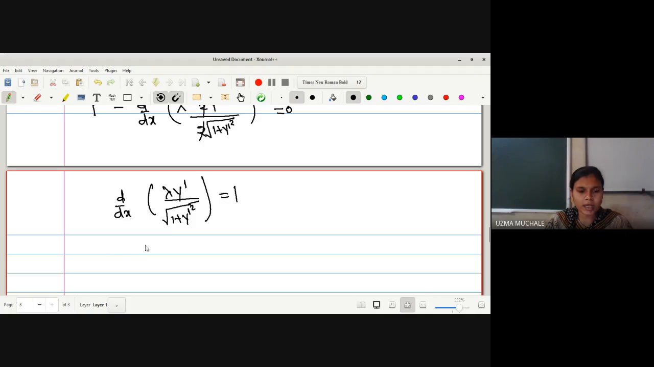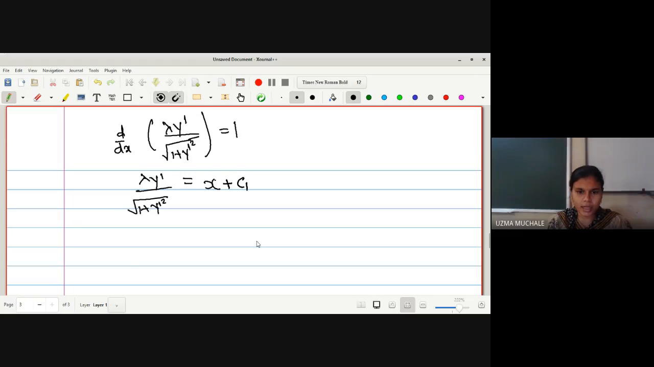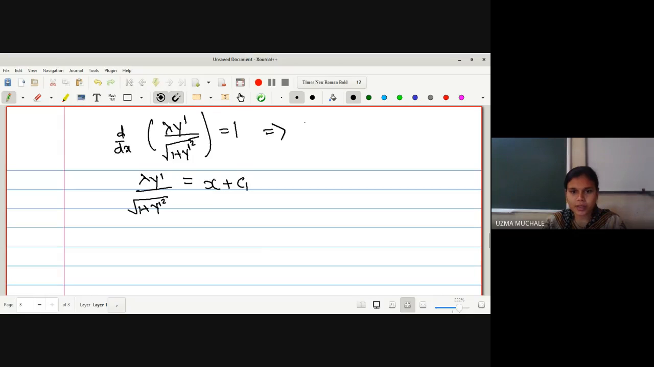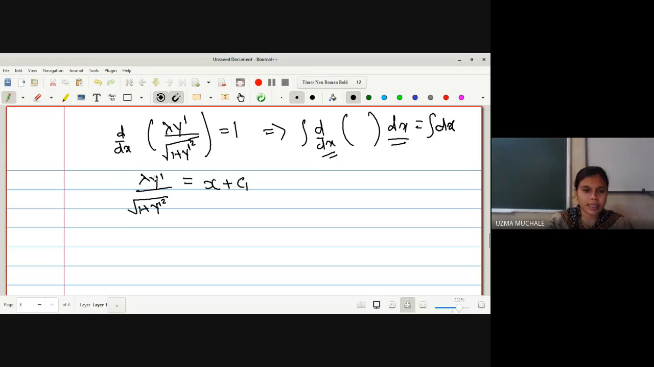So you can write here, integrating the above equation, we get, integration and derivative get cancelled. We remain with lambda y dash upon under root of 1 plus y dash square is equal to, integration is with respect to x, so hence it is x plus some constant c1. Correct? If you are having a doubt, let me write down here the integration of this term. This is d by dx, the integration of a derivative with respect to the same variable. Integration of 1, that is integration dx, will be x.